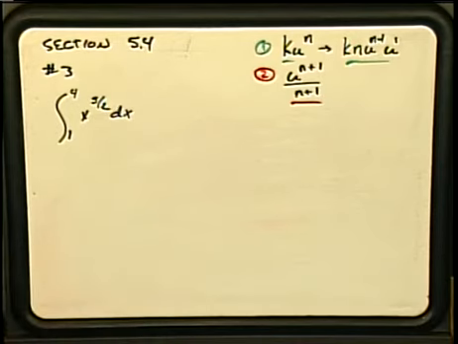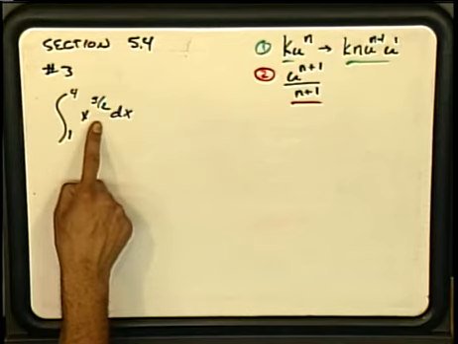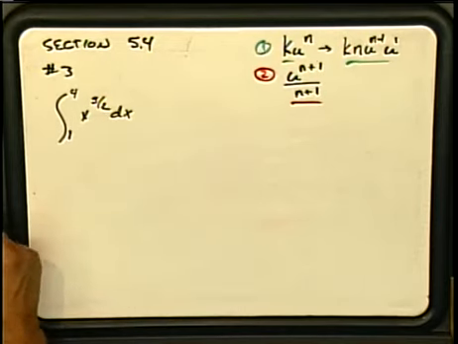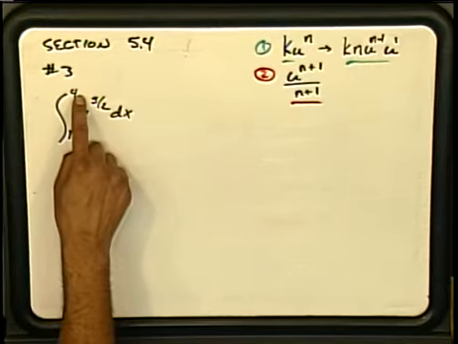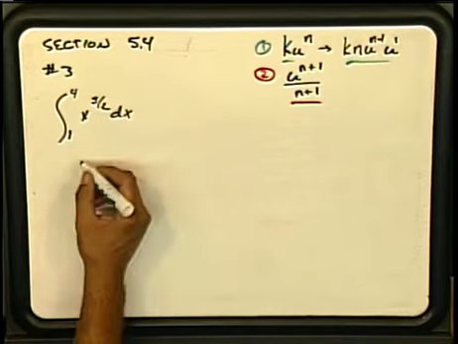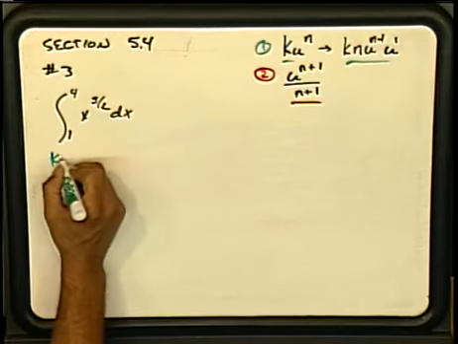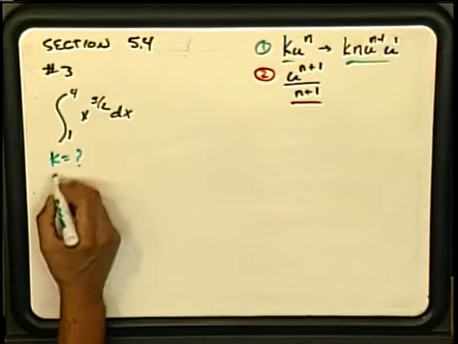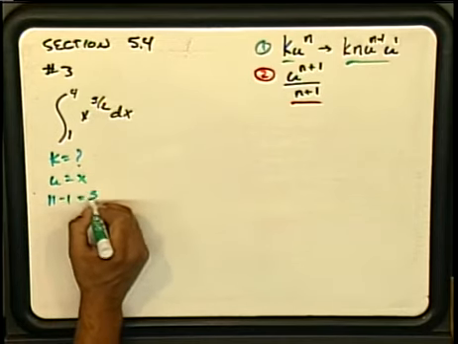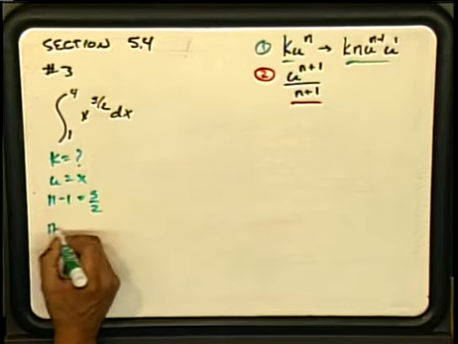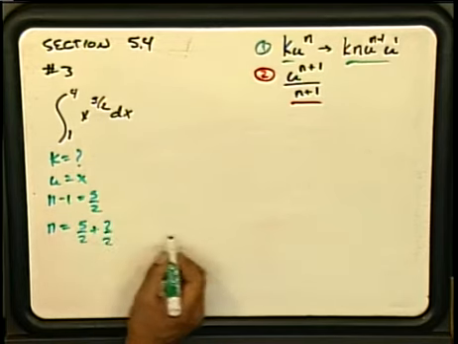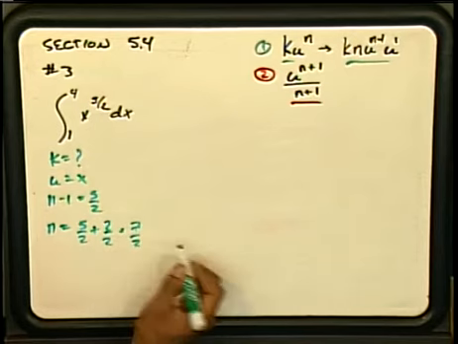Again, I'll take the antiderivative of x to the 5 halves. I'll do both methods. And I got a boundary in between 1 and 4. Looking for k. U equals x, n minus 1 equals 5 halves, n equals 5 halves plus 1 equals 7 halves.